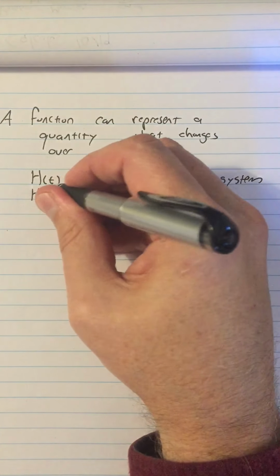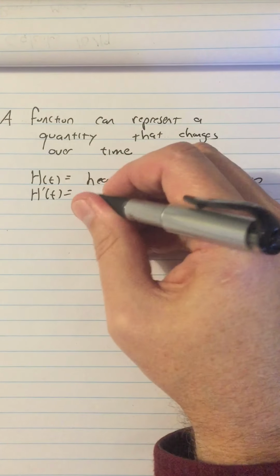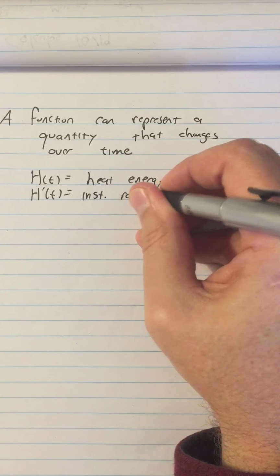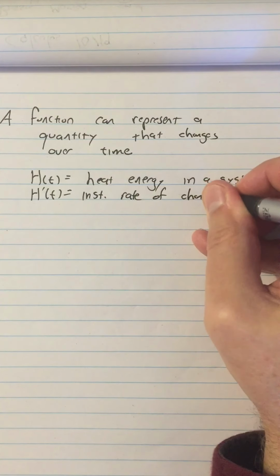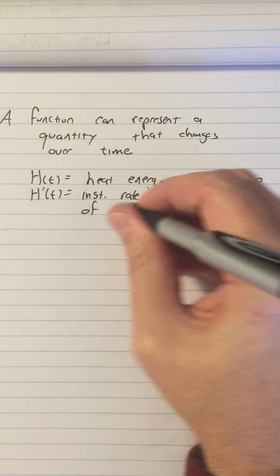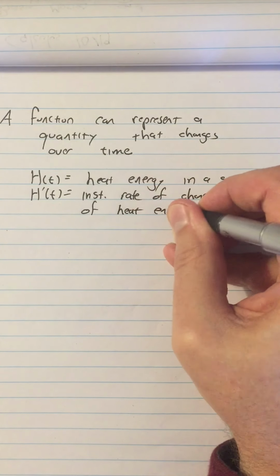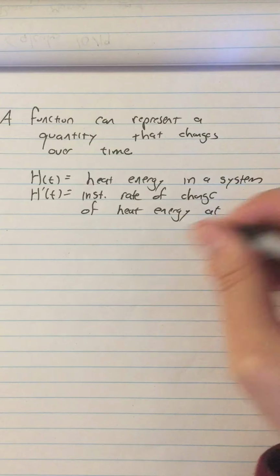Then h prime of t is the instantaneous rate of change of heat energy at time t.